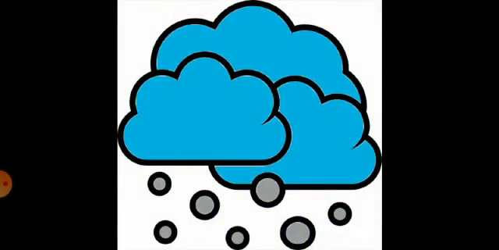Third, hail. If the temperature is below freezing and there is strong wind, the water drops will stick together and start to freeze and then become ice crystals. But when the ice crystals fall down, the wind will push them back up to the clouds. And when they fall down once more, the wind pushes them back up again.